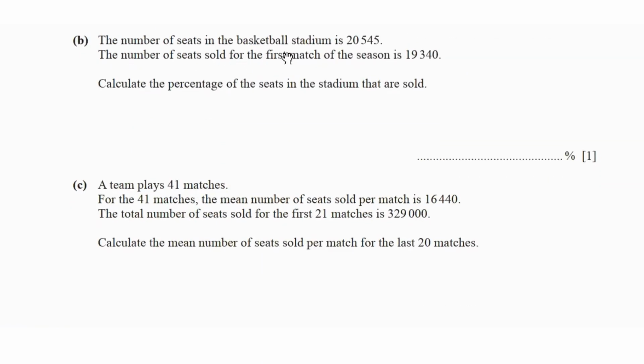Then it says the number of seats in the basketball stadium is 20,545. The number of seats sold for the first match of the season is 19,340. Calculate the percentage of the seats in the stadium that are sold. So simple, you just divide 19,340 by 20,545 and times that by 100. And that is going to give us 94.1%. So that is the percentage of the seats in the stadium that are sold.